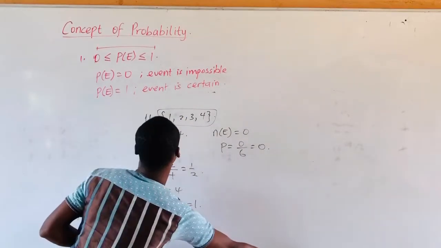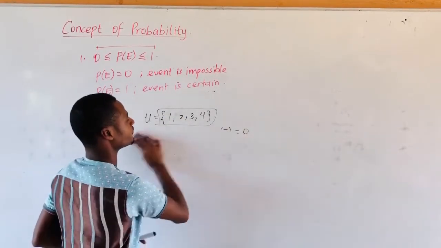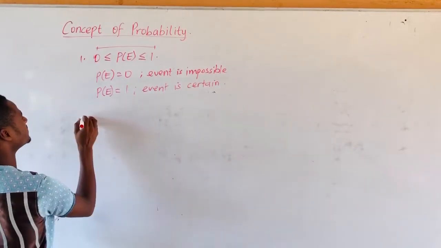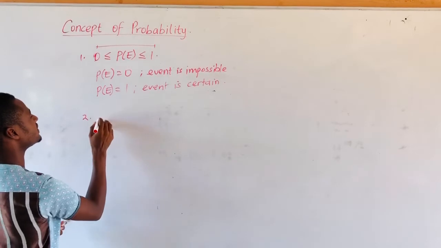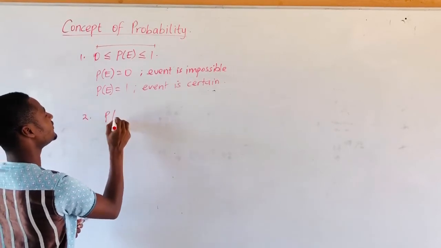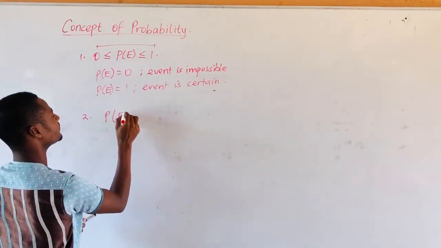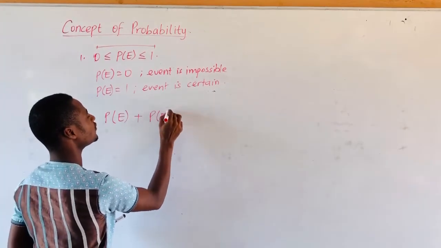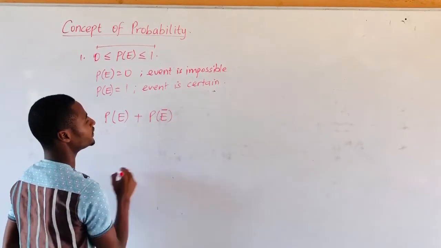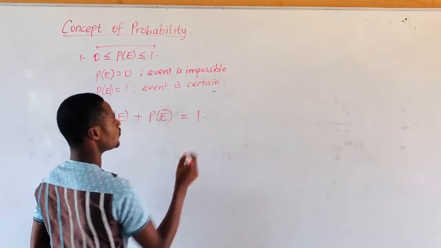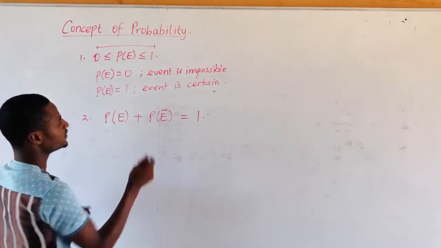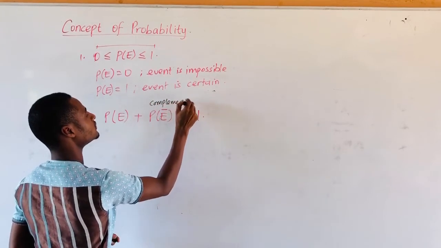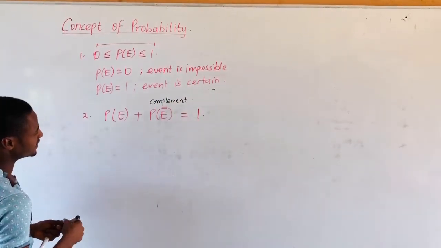Let's go to the second condition. That is called the complement. And it states that the probability that an event will occur plus the probability that that event will not occur, which is called the complement, is equal to 1. So this is called complement. And we can justify that as follows.